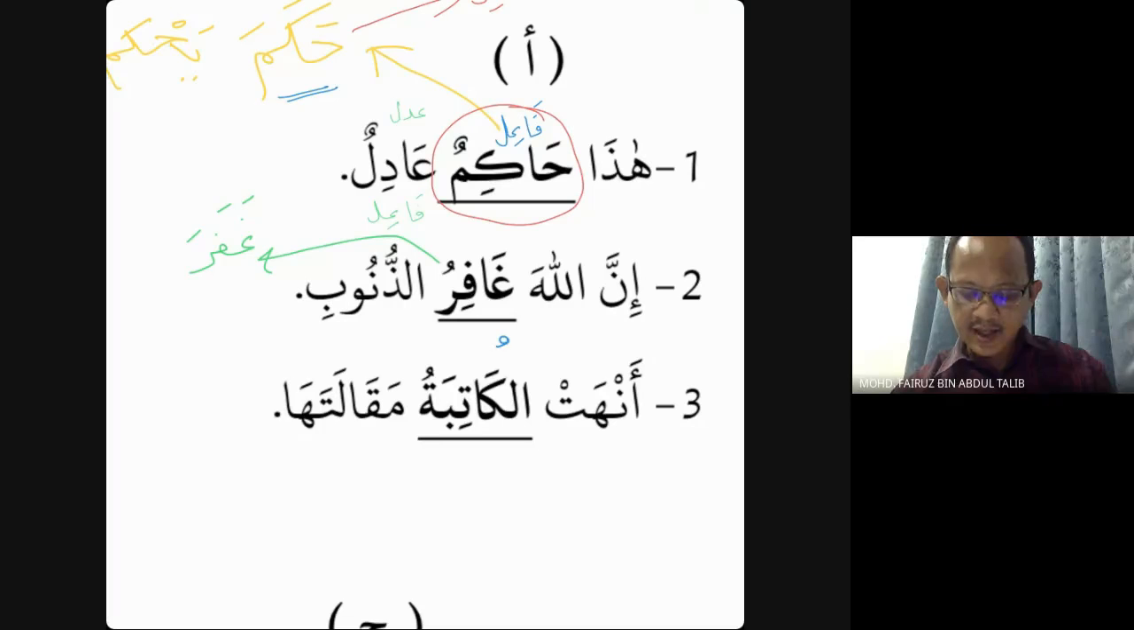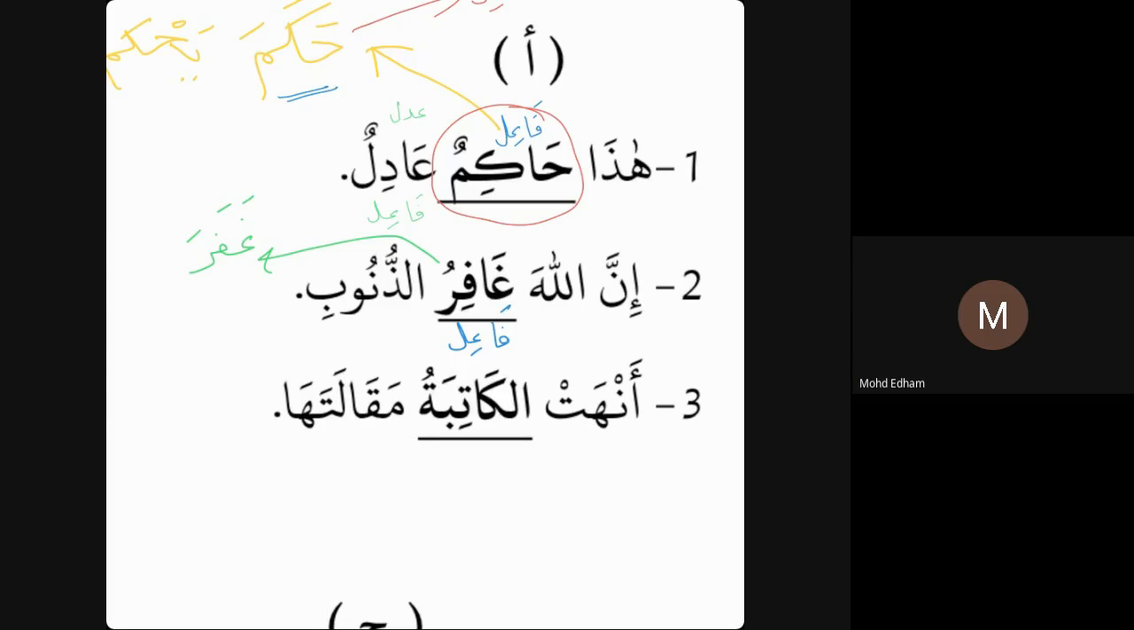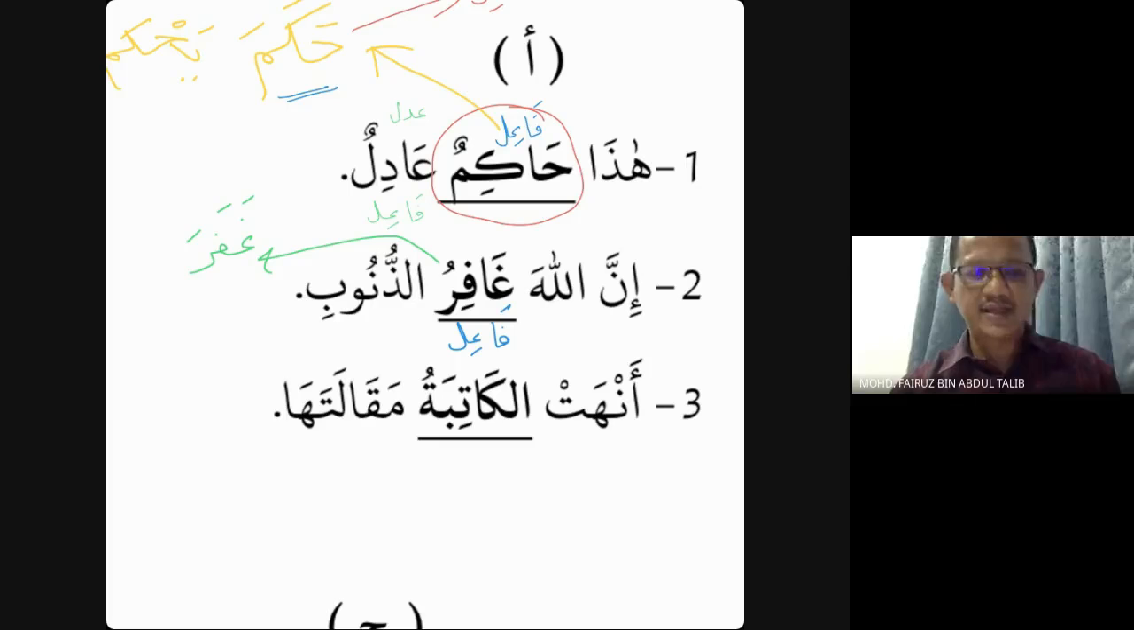Fa'il. Again, this is the wazan fa'il. So now you understand when the wazan is fa'il, what is the meaning? The doer. The forgiver, correct. So now you know that ghafara is the verb "forgive." When you change to the form ghafir, the meaning is now "the forgiver." In "Allah ghafirul zunub," indeed Allah is the forgiver of all the sins. So that is the meaning of the word ghafir, fa'il.